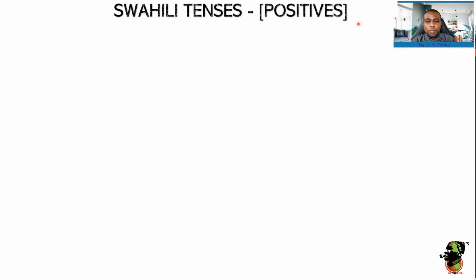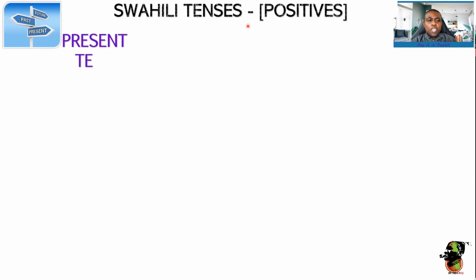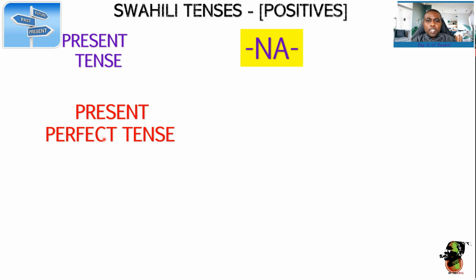Again, positives, because in our second block, which is beginners level 2, we're going to be looking at the negatives. But for now, we're looking at the positives. Swahili tenses on the positives, very important. Here we're going to start with our first tense, the present tense. The present tense is now. Anytime the action is happening now, or it is continuing to happen now, we use the present tense na. Can you pronounce that? Your turn. Na. Asante. Thank you.